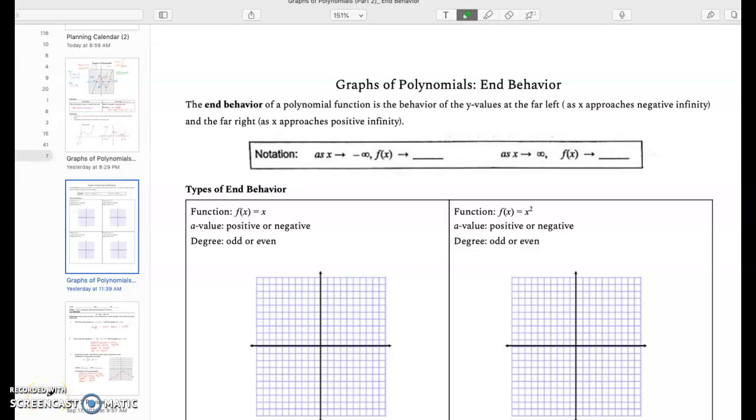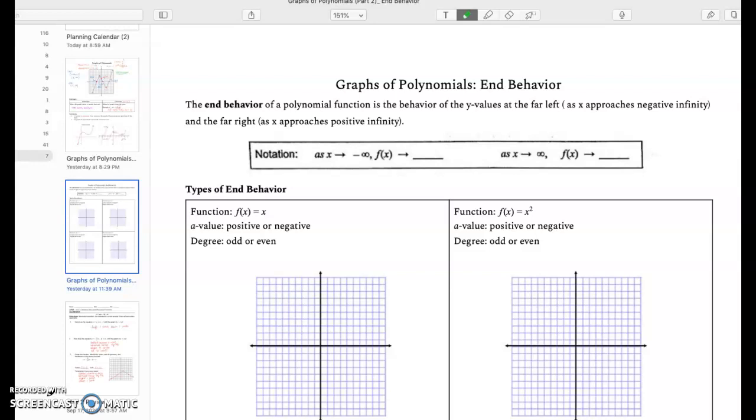One of the other key features that we think about for graphs of polynomials is their end behavior. The end behavior is referring to what is happening to the function at the far left and at the far right of the graph. So we should be able to describe end behavior without having to graph a polynomial function. There are two really important things that we'll look at that give us clues about the end behavior without even having to see what it looks like visually.